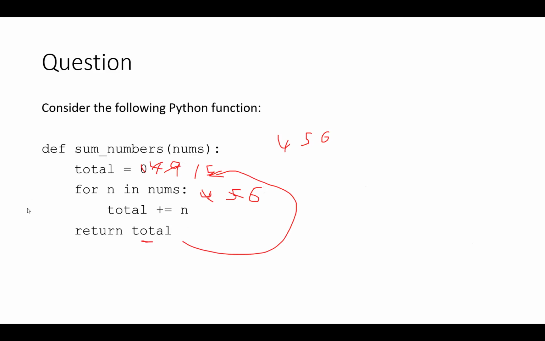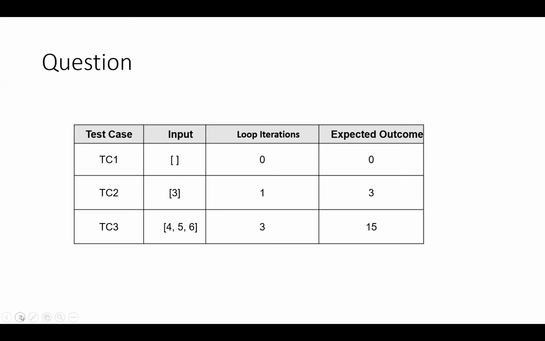Then you just fill out your table like this. Right, so expected outcome is 15.